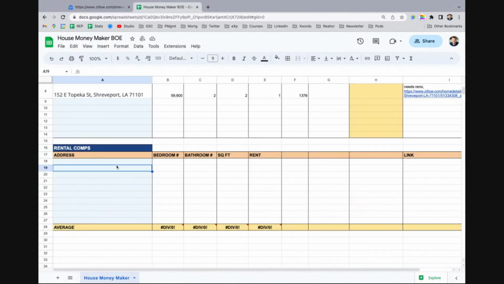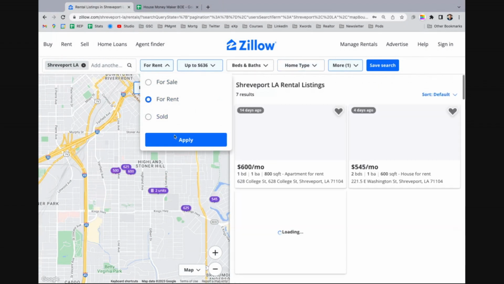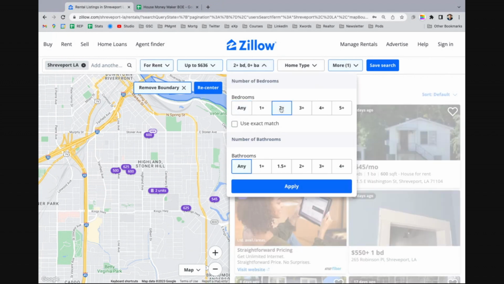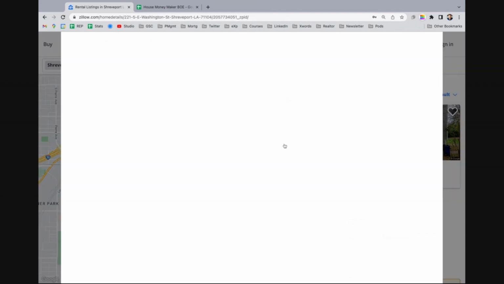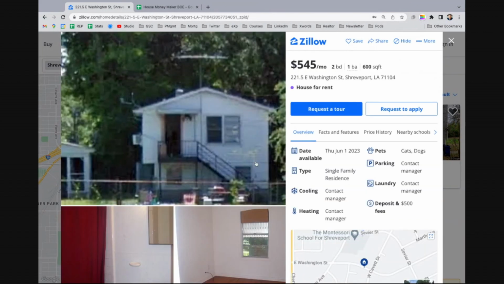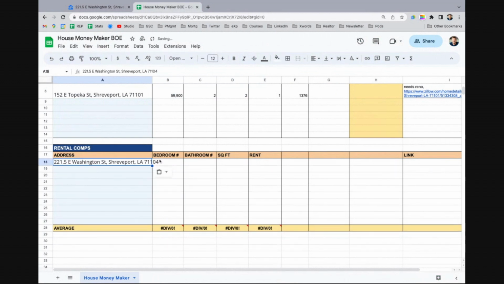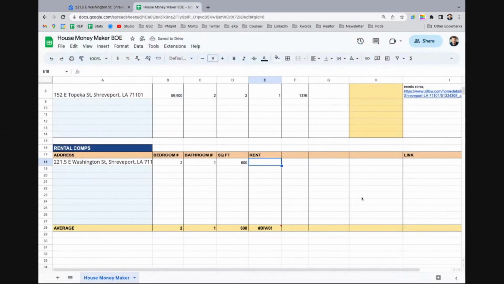Now we need rental comps. So we're already in Zillow. We've already zoomed in. All we've got to do is switch this from for sale to for rent. Everything that we're looking at is 2 bedrooms. So let's just say 2 bedrooms, apply. Okay, great. So a 2 bedroom, let's look at the quality here, 545. Looks livable, nice clean kitchen, definitely small, 600 square feet, but that's what we're doing. So yeah, we're going to say this 2 bedroom, 1 bath is 600 square feet. And they're asking 545. And I'll save this for future reference.